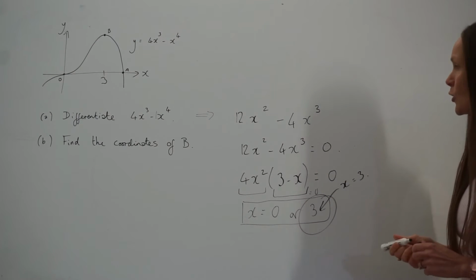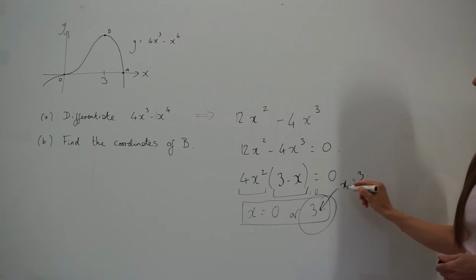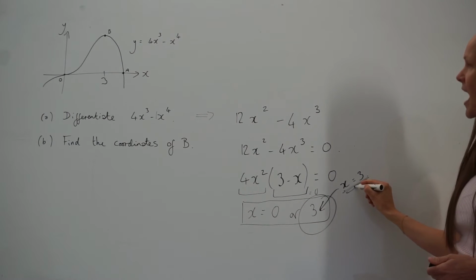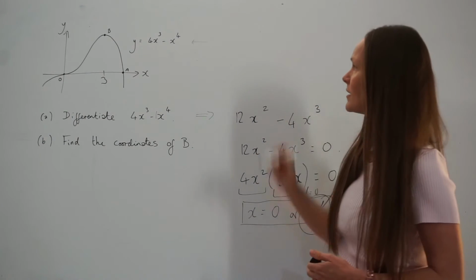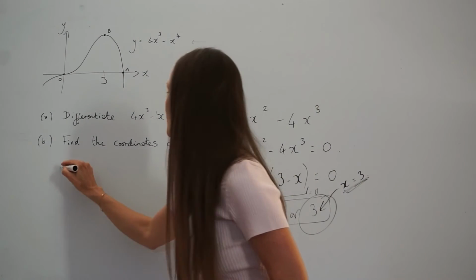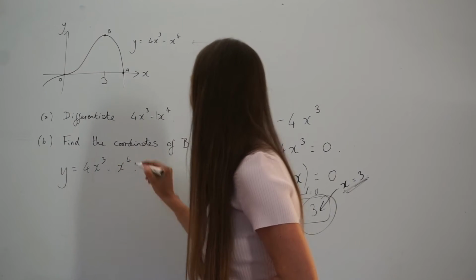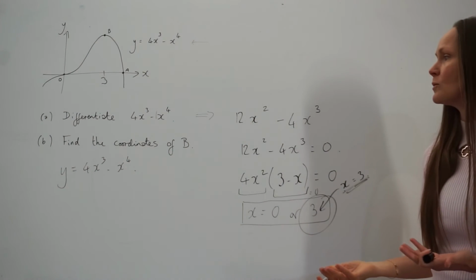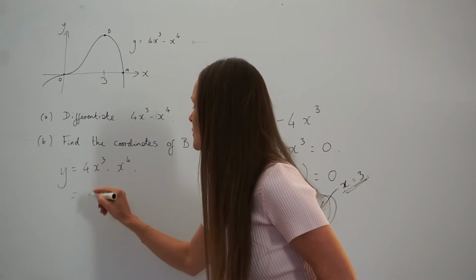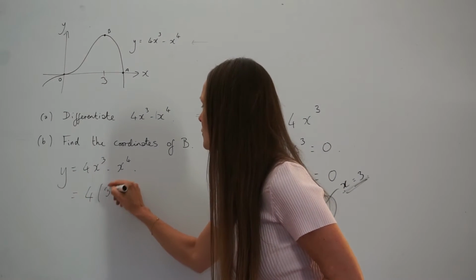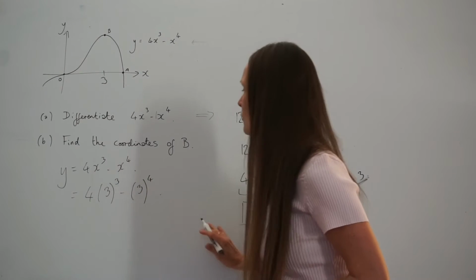In order to find the coordinates, we also have to work out the value of y. So you use your value of x and substitute this back into the original equation. I'm just going to write down the equation: y equals 4x cubed minus x to the 4. We just worked out the value of x was equal to 3, so you replace your x values with 3. So we have 4 brackets 3 cubed minus 3 raised to the power of 4.